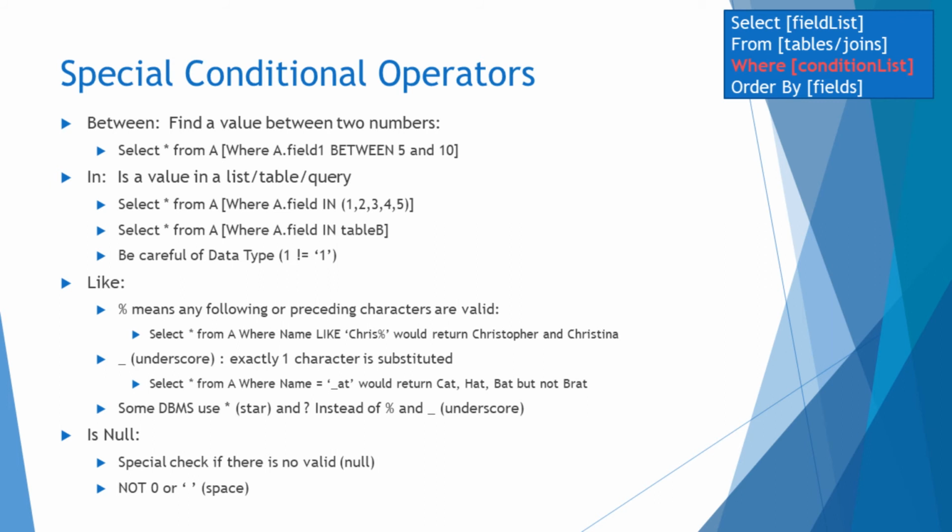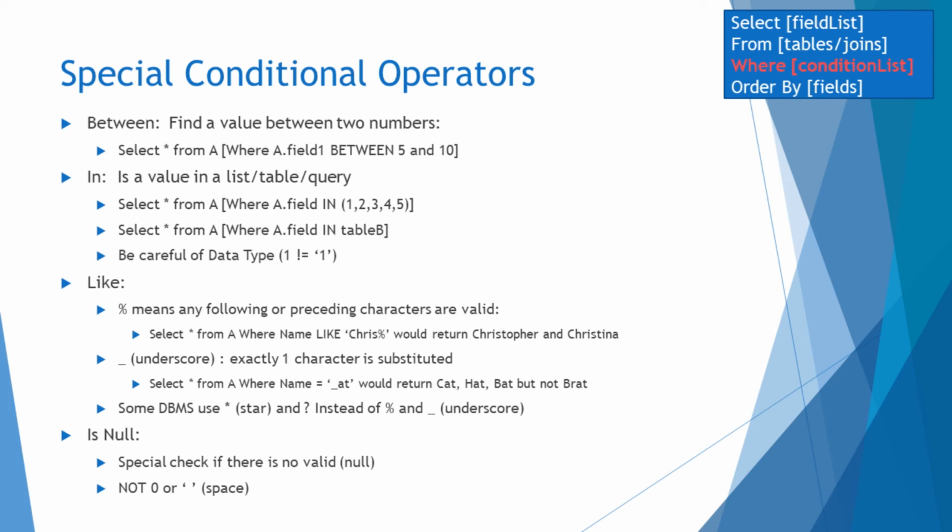We have a special condition of like. Like is your wild card. Like is fabulous, by the way. We use like a lot. A percent sign simply means you can have any number of preceding or following characters. So in this case, you could do select star from table A, where the name is like Chris with a percent sign. That would return both Christopher and Christina and Chris and Christoph and any other thing that starts with Chris. So anything after that. But it has to start with Chris because we only put that percent sign at the end.